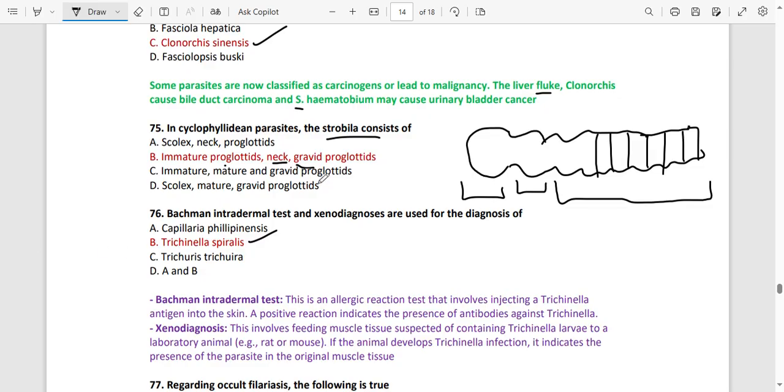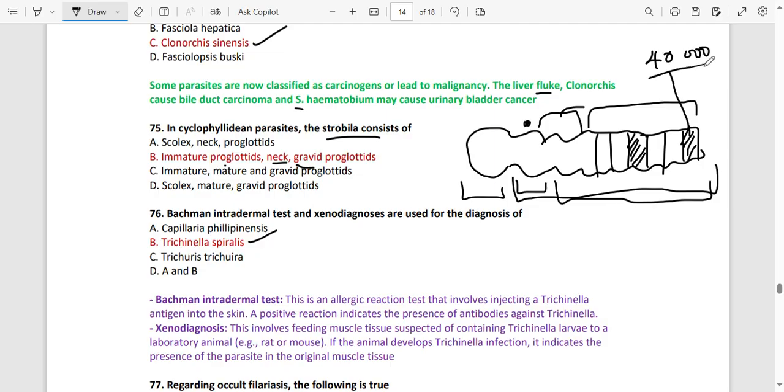So this is the end of the worm, starting from the neck to the immature proglottids and these mature proglottids. The proglottids being the segments which are shed and then the eggs are released. Each proglottid contains Taenia saginata. Each one of these contains 40,000 eggs.